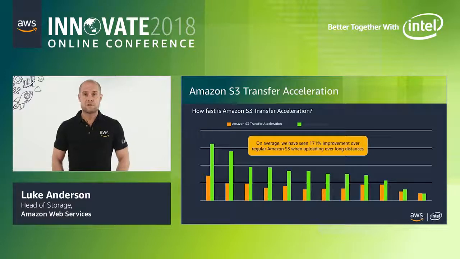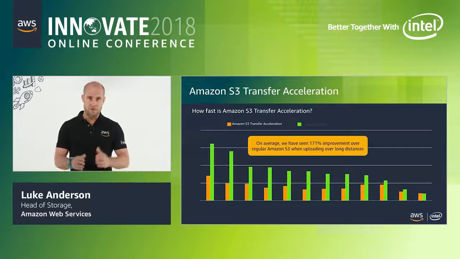As discussed in the previous slide, we've seen customers experience up to 171% improvement in transfer speed by using S3 Transfer Acceleration. And as you can see, the further away you are, the better the delta in performance.